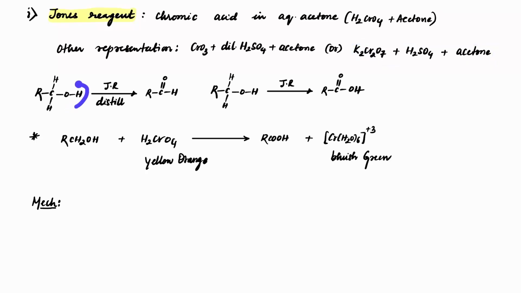Now, if you take this primary alcohol, you can see this is a 1-degree alcohol, when you react with Jones reagent, first we will get aldehyde. Now, if you are using distillation, that is, as soon as the product is forming you distill it, then we can separate it. Otherwise, if distillation is not used, which means you are continuing the oxidation, it will go all the way up to acids. So a 1-degree alcohol always gives acids with Jones reagent.